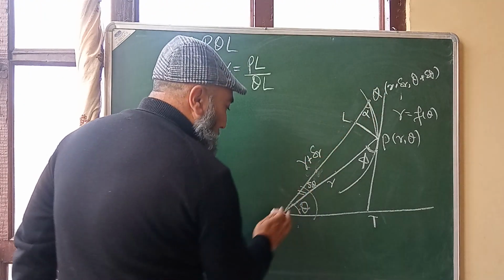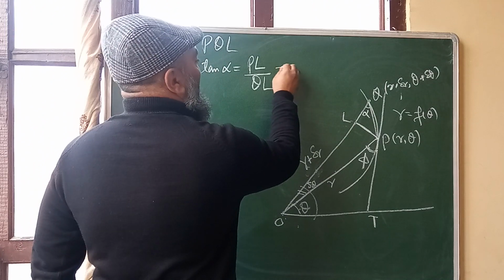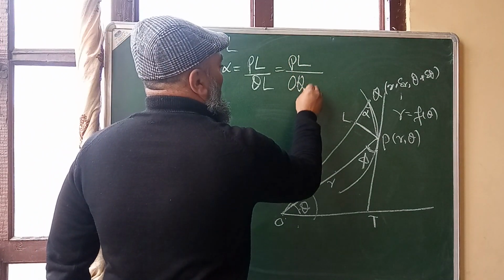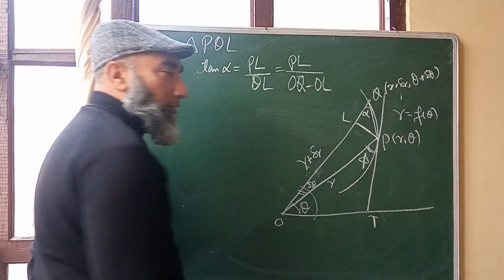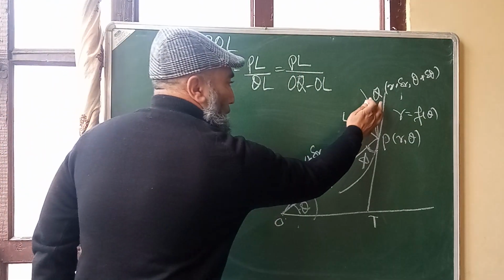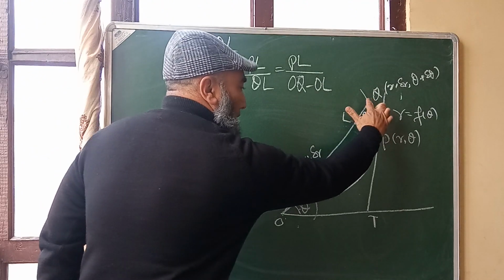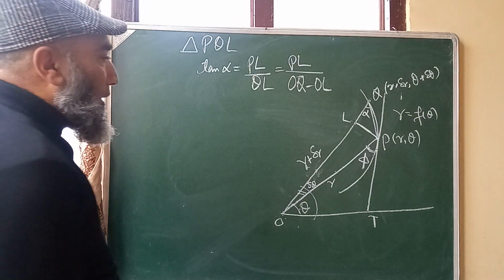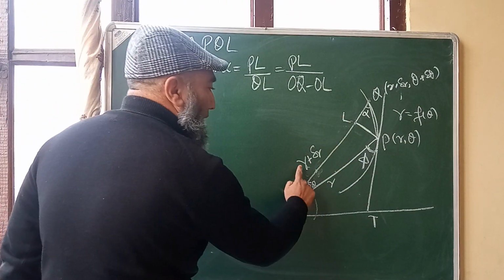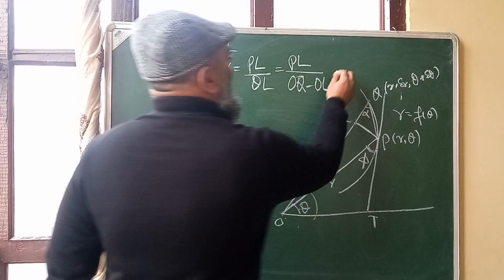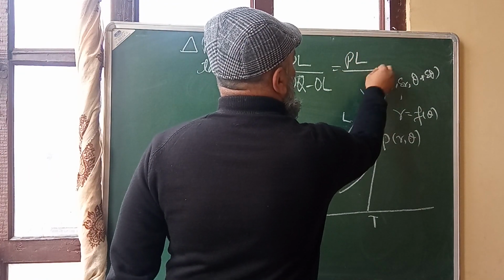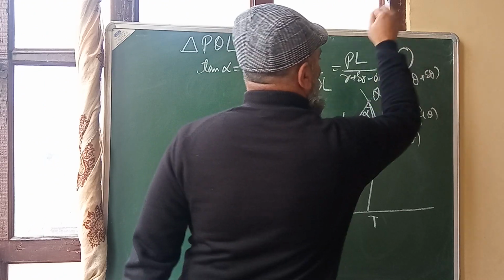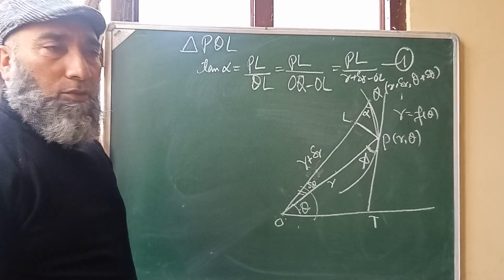This is nothing but OQ minus OL. So this is PL, OQ minus OL. Fine? This QL, only this portion, will be the full portion minus this portion. Okay, fine. Now what is this OQ? This is R plus delta R. So this is PL, R plus delta R minus OL. This is my equation 1. Let me call it 1.